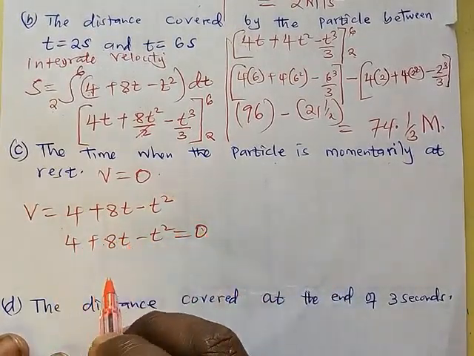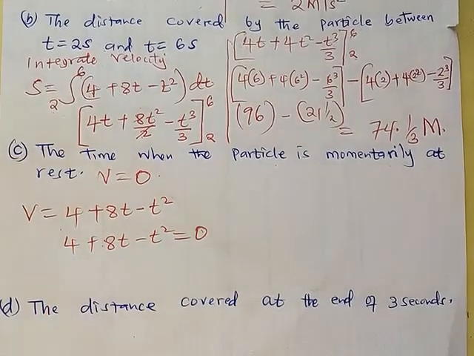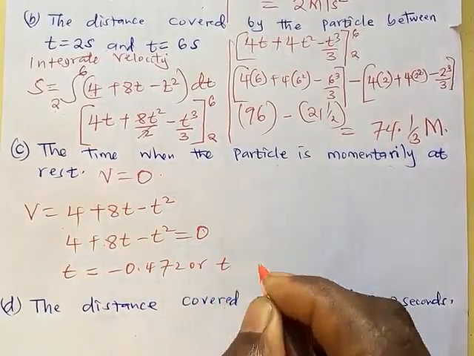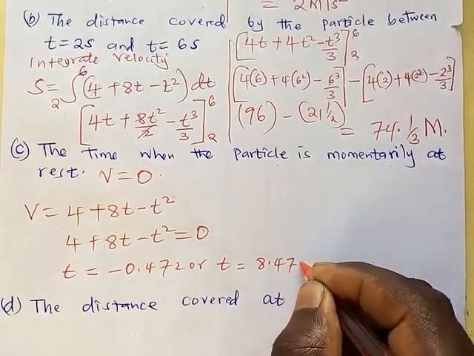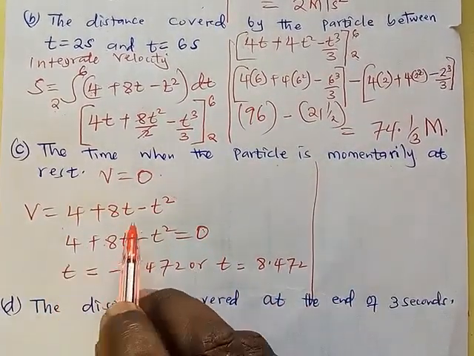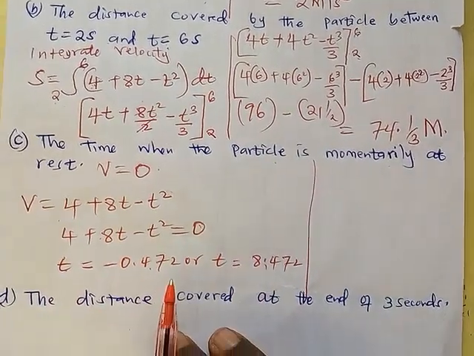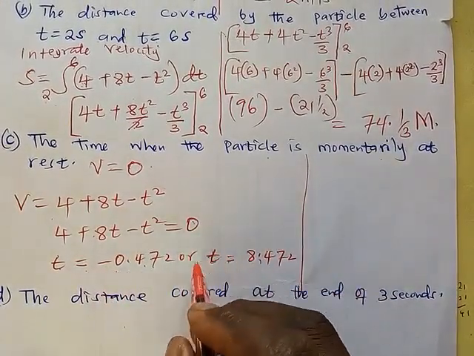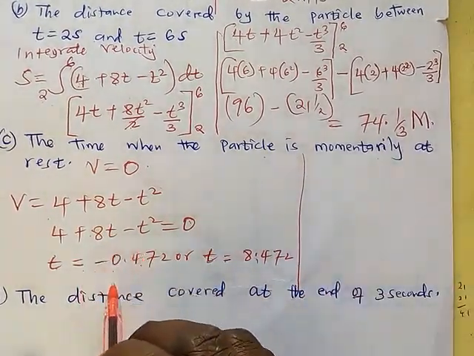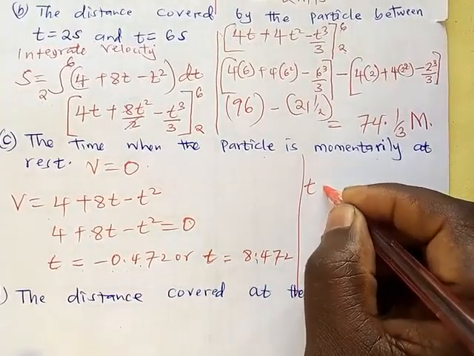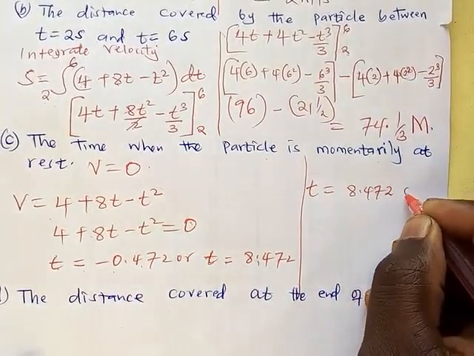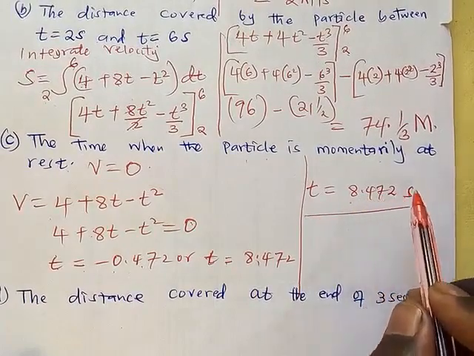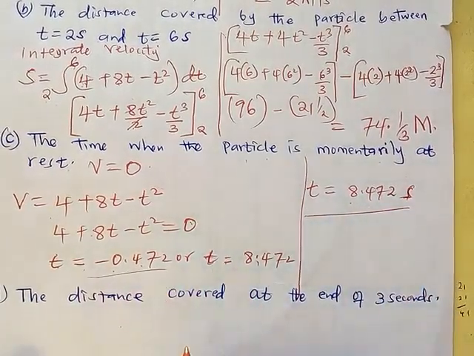So we will have t equal to negative 0.472 or t equal to 8.472. You will find the value of t to be this or this. Now we have a time that is negative and another time which is positive. Time cannot be negative, therefore you ignore the negative value. That tells you that the required time equal to 8.472 seconds. So the time when the particle is momentarily at rest is 8.472 seconds.